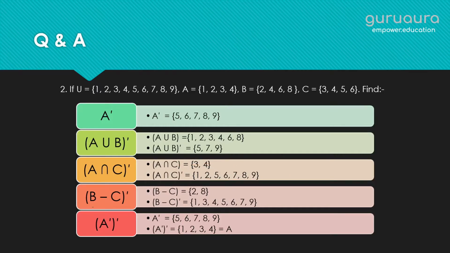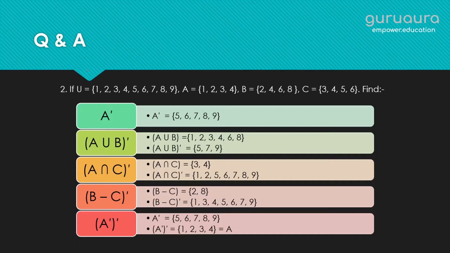Now let's see B minus C whole complement. So firstly, again we will find B minus C. B minus C will contain all those elements which are present in only B but not in C. So B minus C will contain the elements 2 and 8.